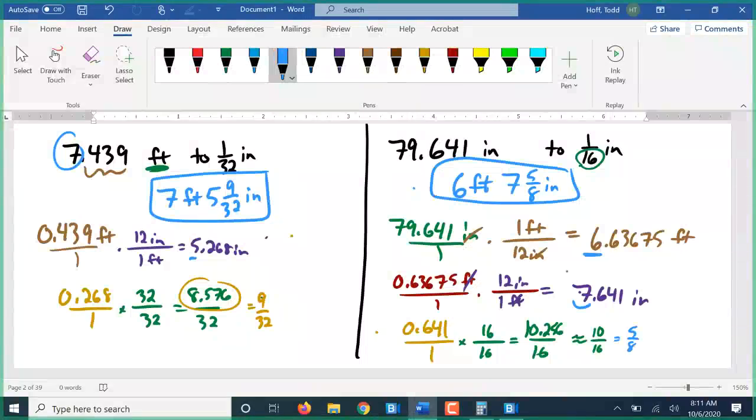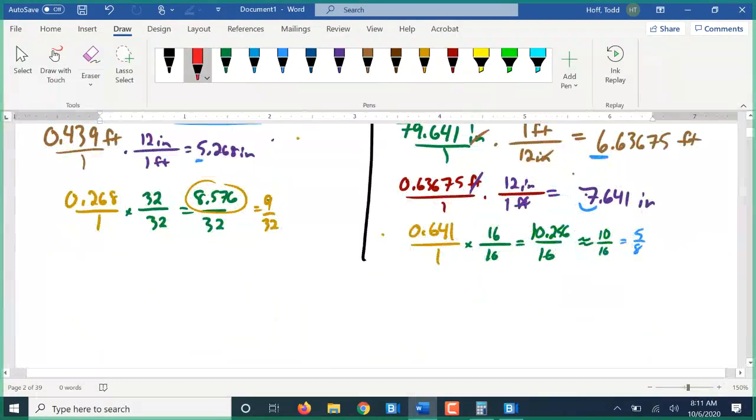So the process, you can see, is slightly different depending on whether we're starting with feet or starting with inches. Realistically, if we're starting with inches, we just divide by 12 and then we go from there just like we started with feet. It's just that little extra step to begin with.